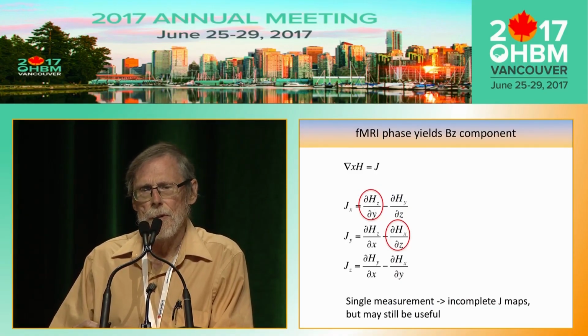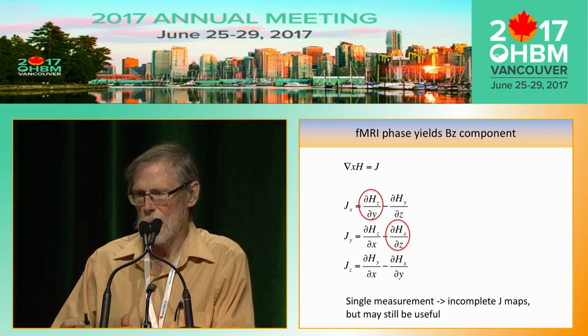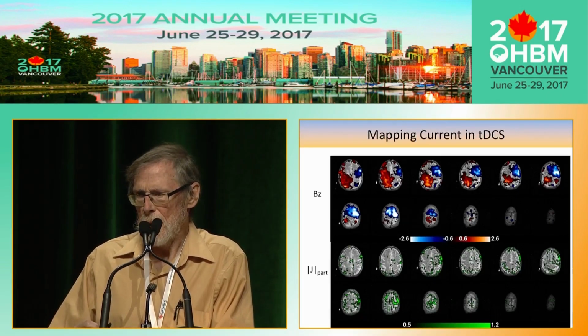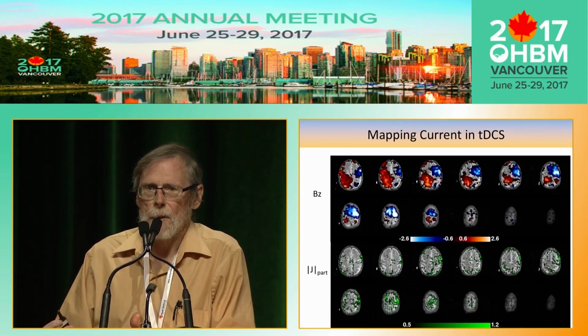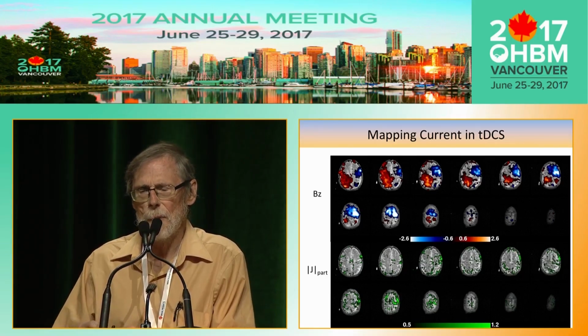Now, the phase only yields the Bz component. We can only make measurements in the Z direction of the magnetic field, and so we can't get a complete picture of the current. A single measurement would not allow us to totally derive the current. Nevertheless, if you look on the bottom, the green lines show the induced current coming just from those components that we can measure, and it may give us some information, but it isn't a complete set of information just by making one set of measurements.